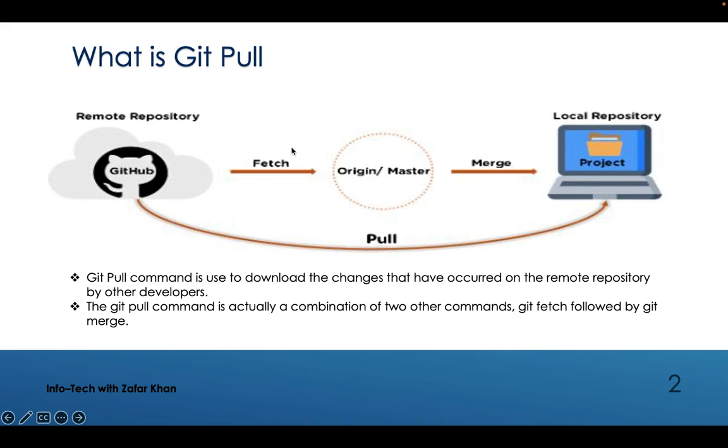First we will pull the file from the remote repository and then do some changes over there in the local repository, and finally we will push it again to GitHub, or you can say the remote repository. Okay, so let's go to the EC2 instance and do the practical.